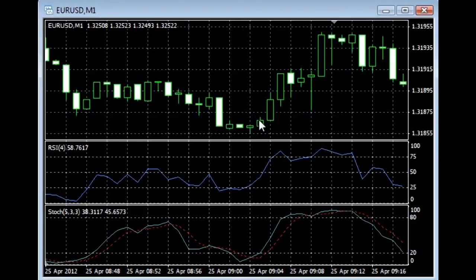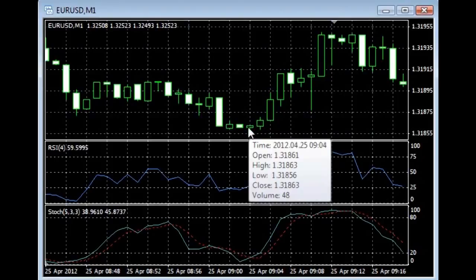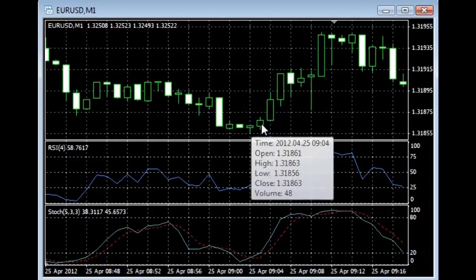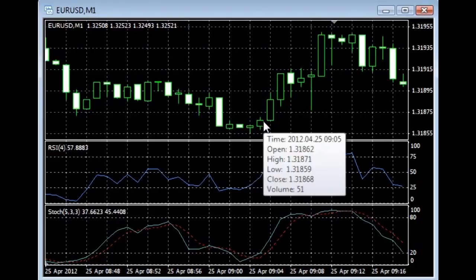So you're still very close to the original entry point of what you would have gotten had you moved right on the 9:04 candle or the 9:05 candle.